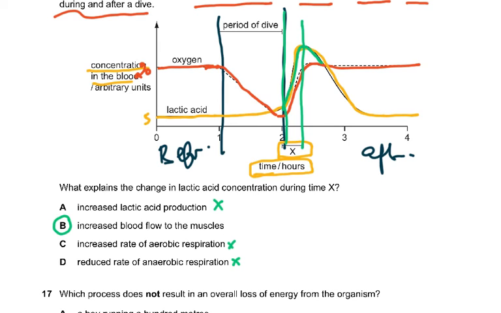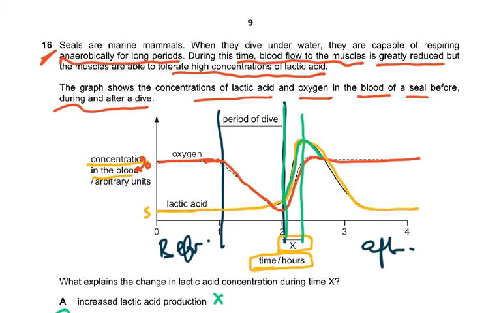Why is it? Because suddenly now the lactic acid from the muscle cells is entering the blood. It was being produced in the muscle cells, but now it is entering the blood, because it said in the question that the blood flow to the muscles is greatly reduced.